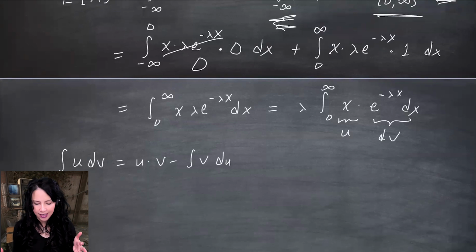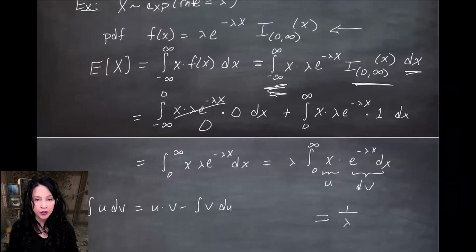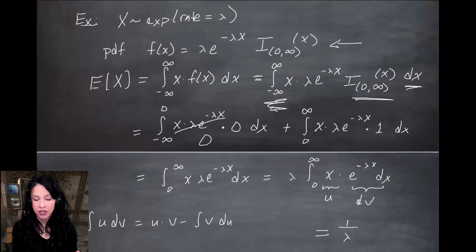This is not something I care about for, this is not math stat. So I'm just going to give you the final answer, but certainly let me know if you can't get this or come by my office hour, we'll work it out. But once you work this out, you will get 1 over lambda. So that is the expected value or expectation or mean for the exponential distribution with rate lambda.